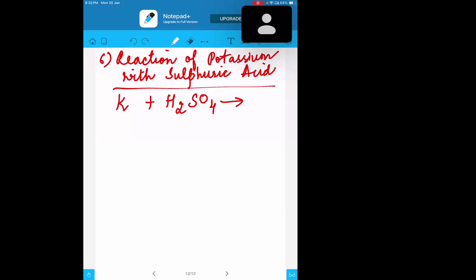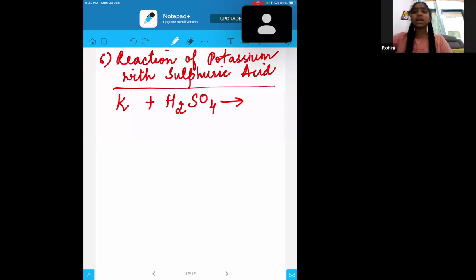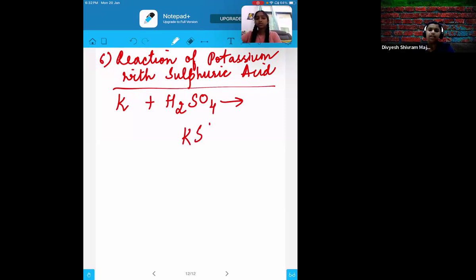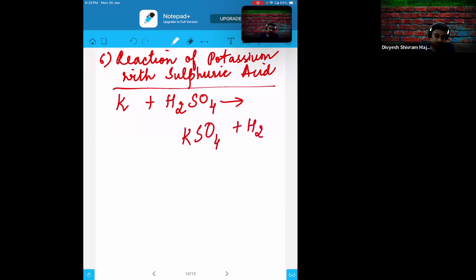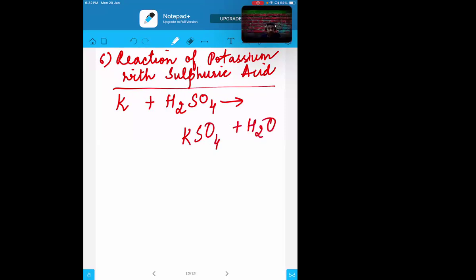Now what should you write? What is the formula of potassium sulfate? Ma'am, KSO4 plus H2. Is it correct? No, ma'am. There is no compound called KSO4. It is always potassium sulfate. Some of the formulas, children, you should actually learn now, okay? So when we write potassium sulfate, the formula is K2SO4. This is the general formula of potassium sulfate.